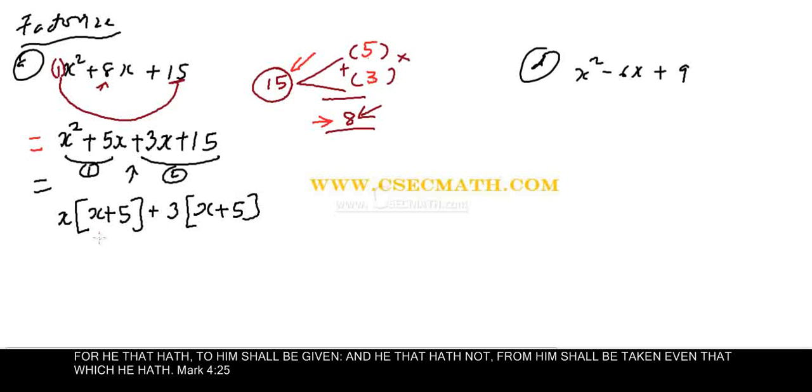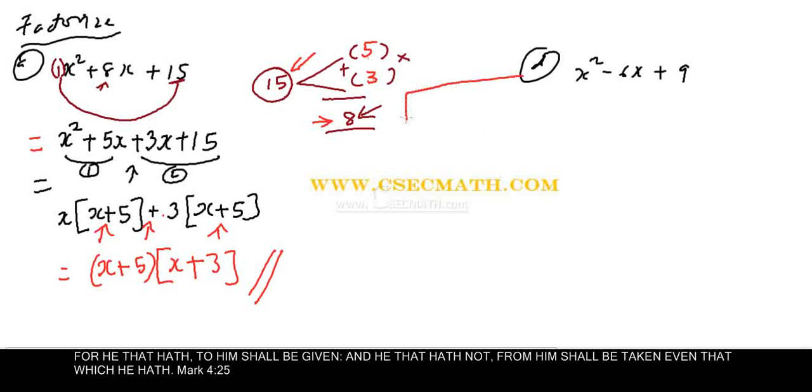Now clearly I see the presence of x positive 5 as a factor, and hence I choose x positive 5 as my factor, and that would give me x as my first component, followed by this positive sign, and then 3. So this is my solution for the given problem.